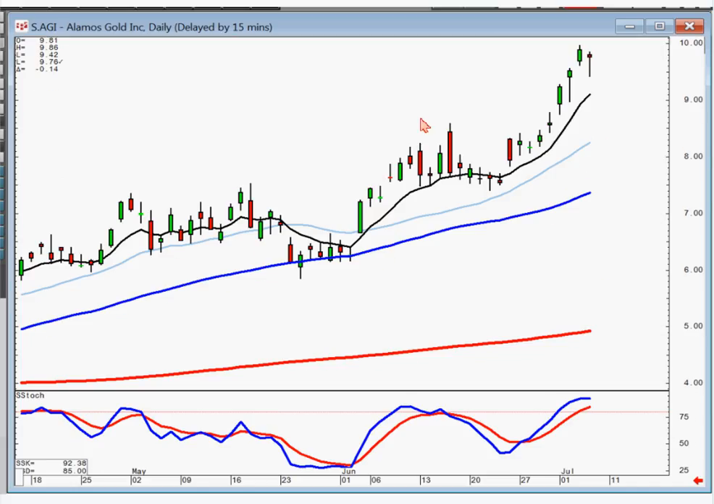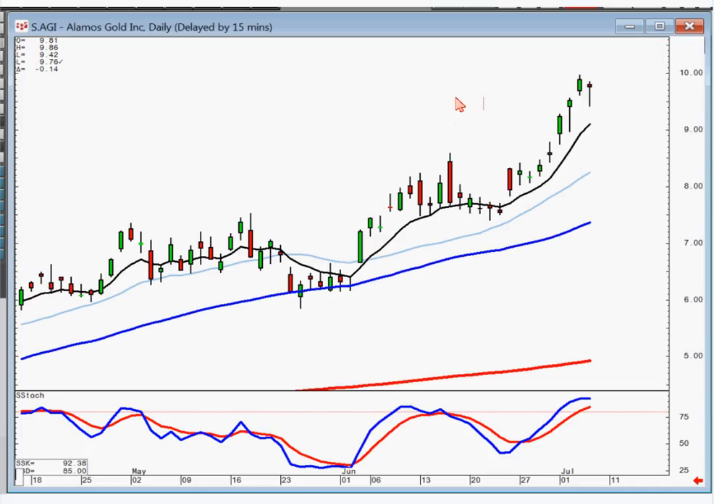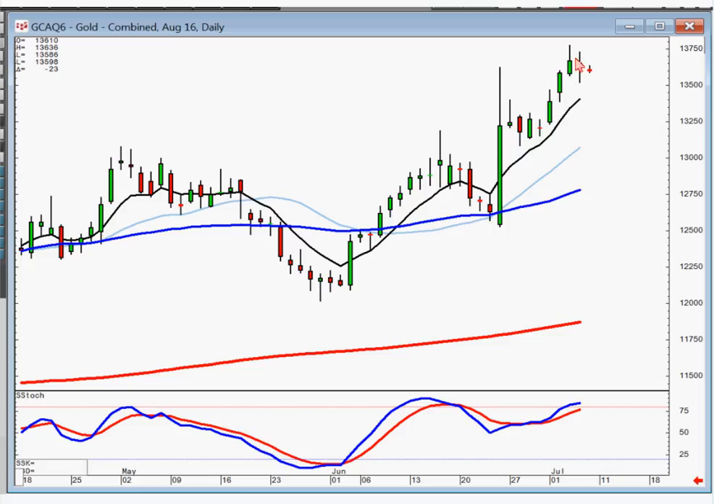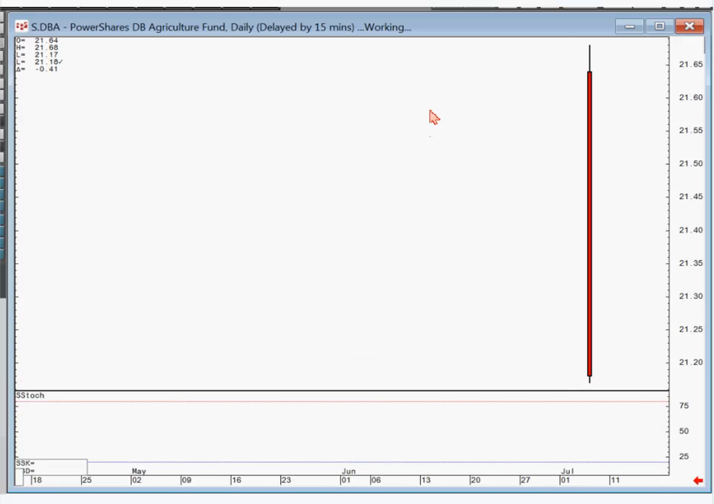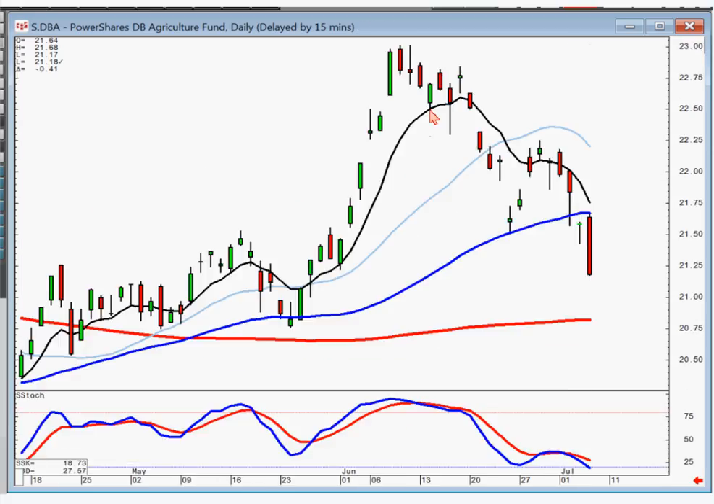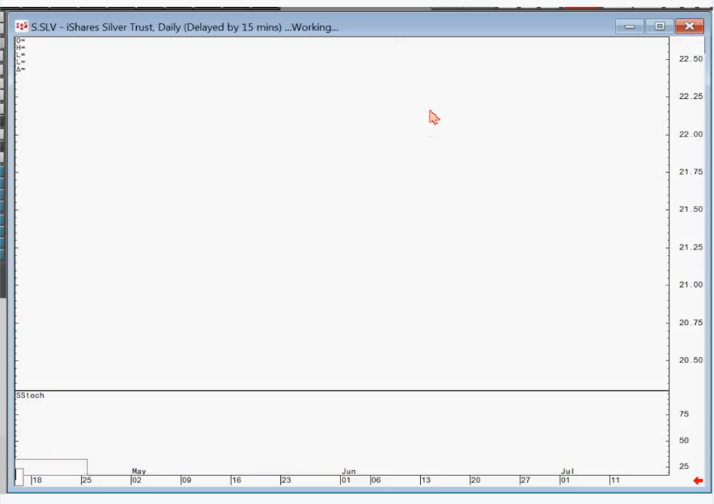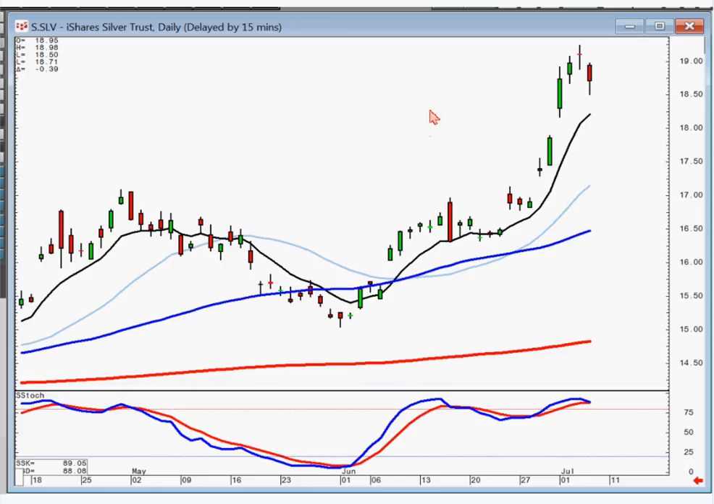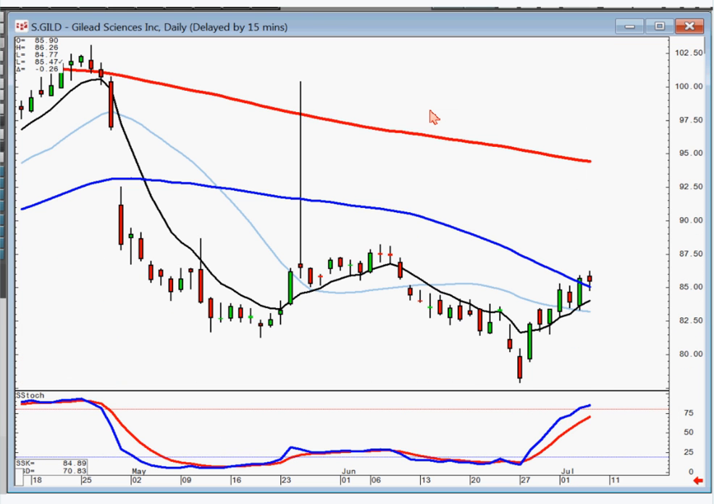Alamo Gold consolidated, kind of did almost the same pattern as gold did itself. August Gold, kind of consolidated here today. DBA, the Ag Fund, probably heading for the 200-day moving average. Silver was backing off a little bit today. So where's the next likely target? Probably coming back down to test the T-line area.